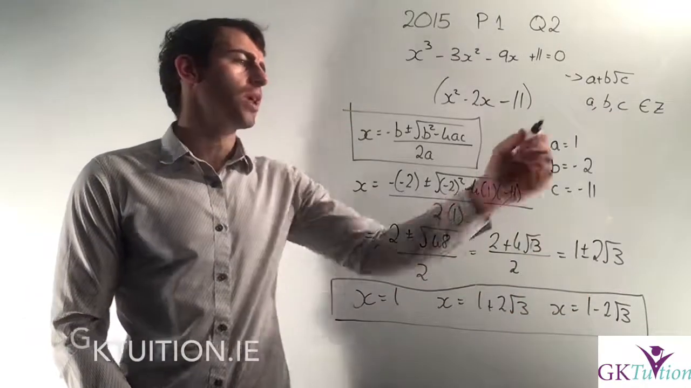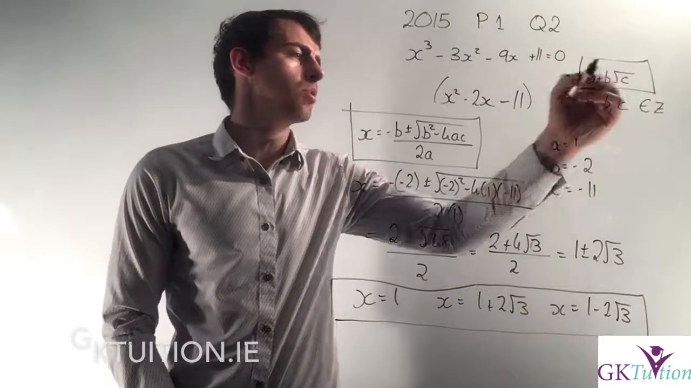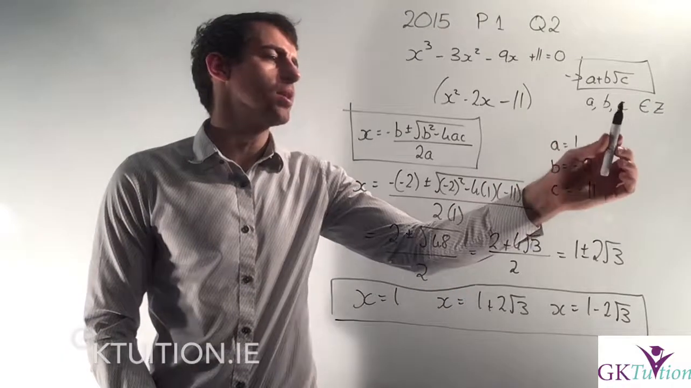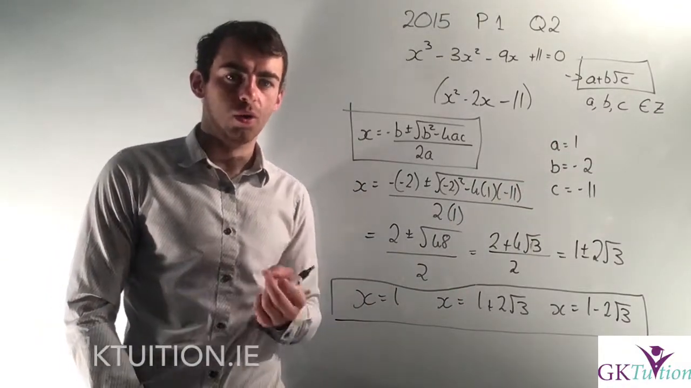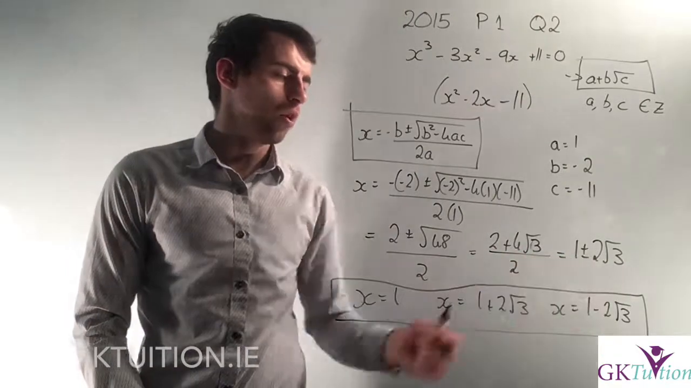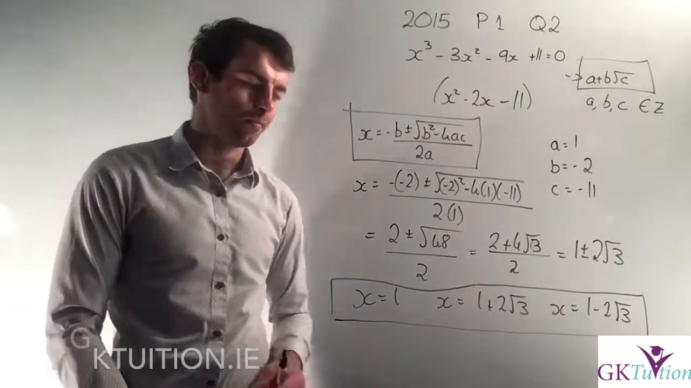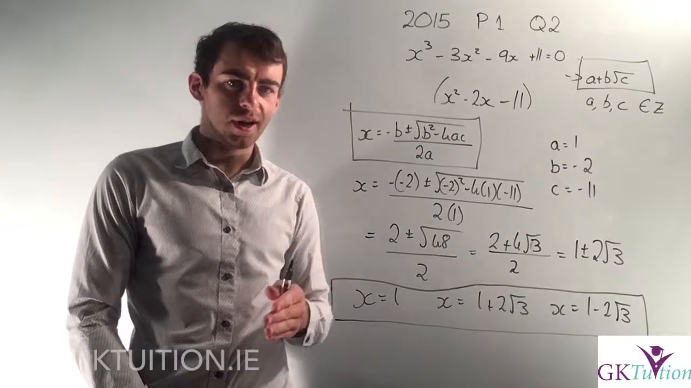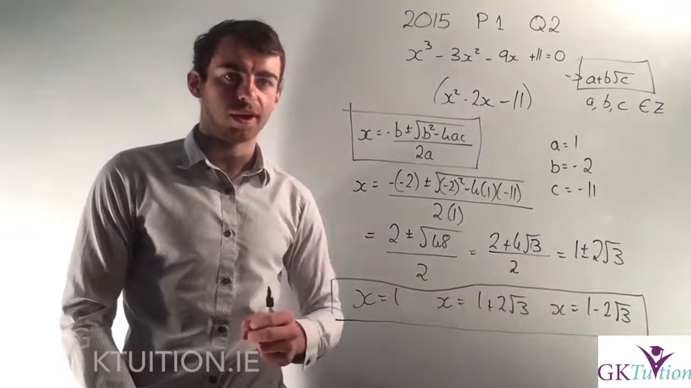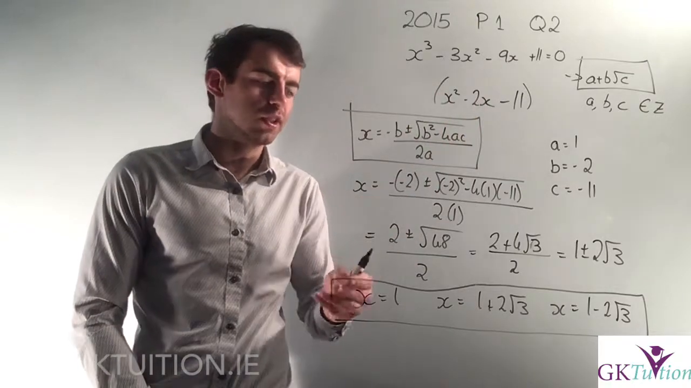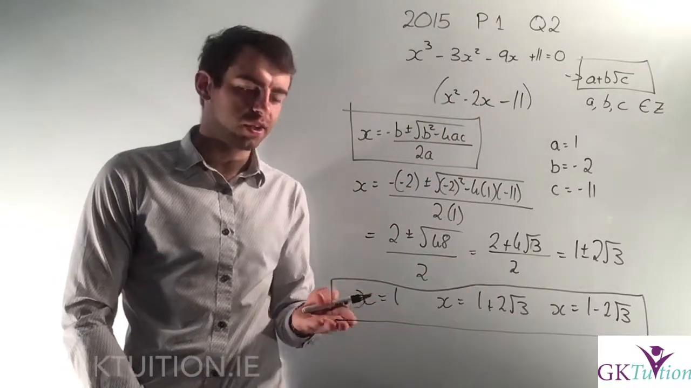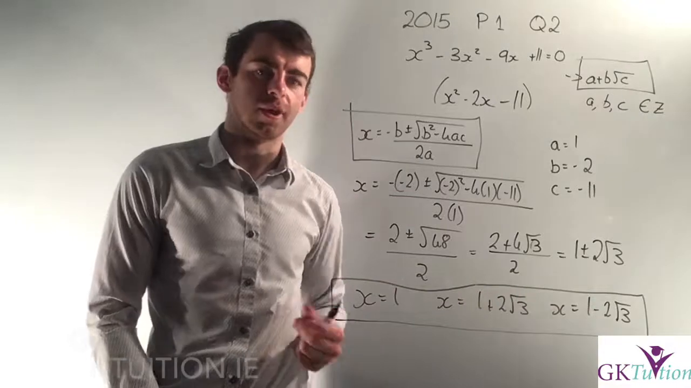I was asked to leave my answers in the form of a plus b root c, where a, b, and c are elements of Z. Z being the integers, which are whole numbers. So clearly all of these are whole numbers, so I'm happy enough with the form. Now, the very last thing you should write should be the answer to your question. The question said, solve this cubic, which means I need to find the 3 roots. So the very last thing you should write down are the 3 roots of your cubic.